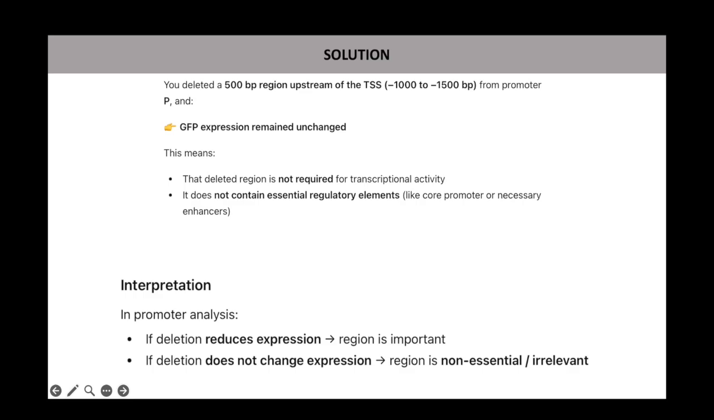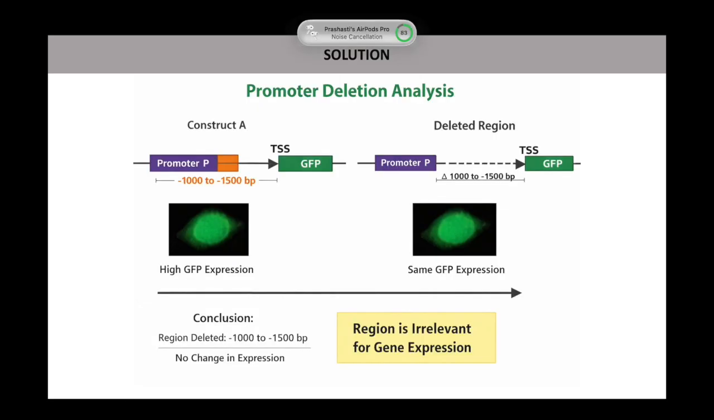It is an irrelevant sequence. So again, about the question, if this is the promoter P and there is the resulting GFP gene, and now the 1000 to 1500 base pair sequence has been removed from this promoter, and this is the resulting GFP gene, but both cases have similar GFP expression, that means that region of the promoter is irrelevant for gene expression. So it is not necessary. Regardless of whether that part of the promoter is present or not, the expression of GFP will still be the same.